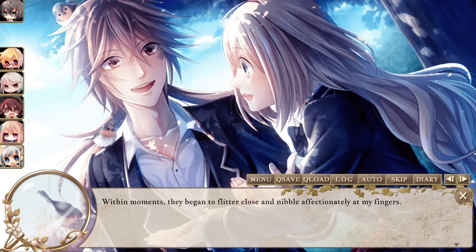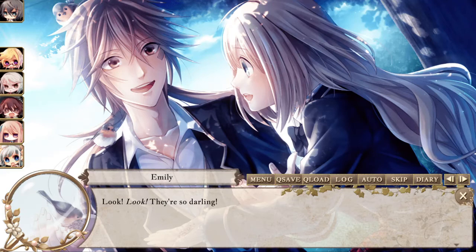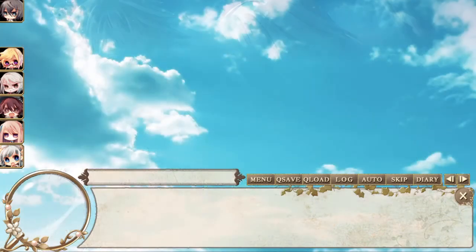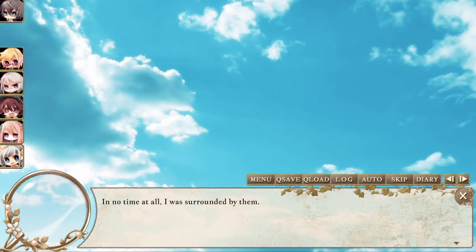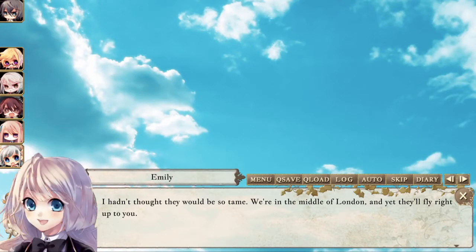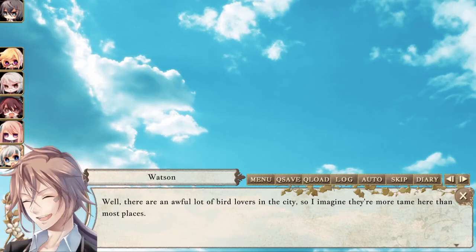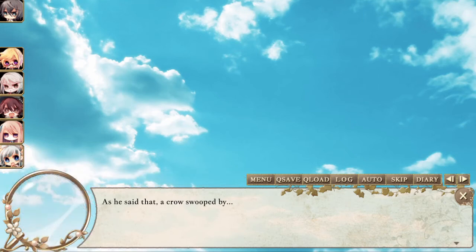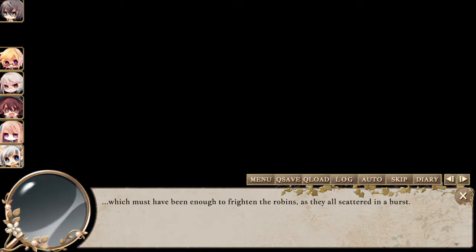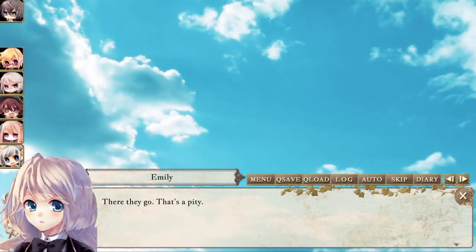Within moments, they began to flitter close and nibble affectionately at my fingers. Look! Look! They're so darling! You're doing well. In no time at all, I was surrounded by them. I hadn't thought they would be so tame. We're in the middle of London, and yet they'll fly right up to you. Well, there are an awful lot of bird lovers in the city, so I imagine they're more tame here than most places. As he said that, a crow swooped by, which must have been enough to frighten the robins as they all scattered in a burst.